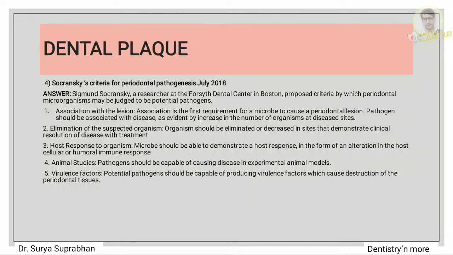Sigmund Socransky, he was a researcher at the Forsyth Dental Center in Boston, and he had modified the postulates. So according to him, there are 5 postulates. That is, first is the association of the lesion, second is the elimination of the suspected organism, third is the host response to the organism, fourth is animal studies, and fifth is the virulence factors. So these 5 criteria you have to write under this question.